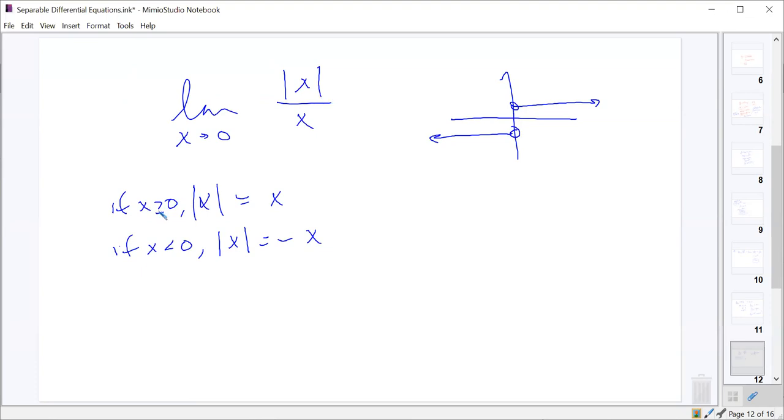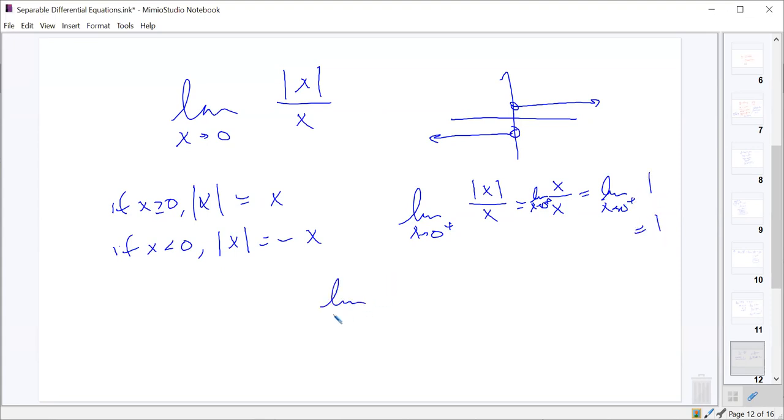And so we would say that the limit as x approaches 0 from the right of the absolute value of x over x: since we're approaching 0 from the right, x is always positive, so the absolute value of x equals x. And then that just becomes the limit as x approaches 0 from the right of 1, which is 1.